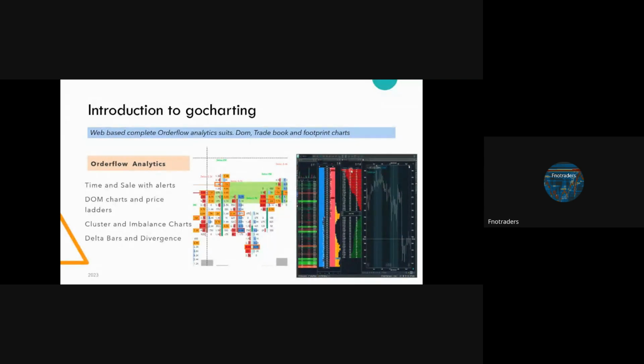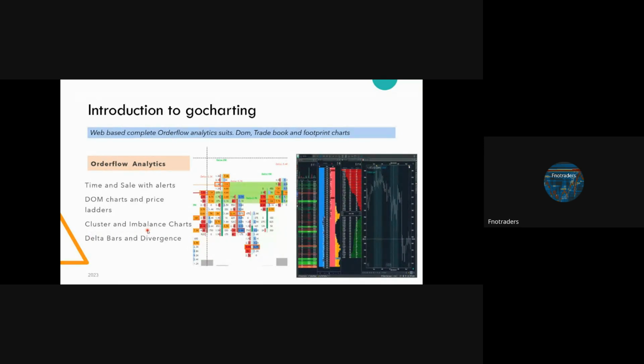Depending on the different markets that you trade, different levels of DOM are available. If you're trading crypto markets, you can see the full DOM actually. Okay, and then you have the order flow charts available as well. There are two primary types of order flow charts. One is a cluster and the other is the imbalance chart.